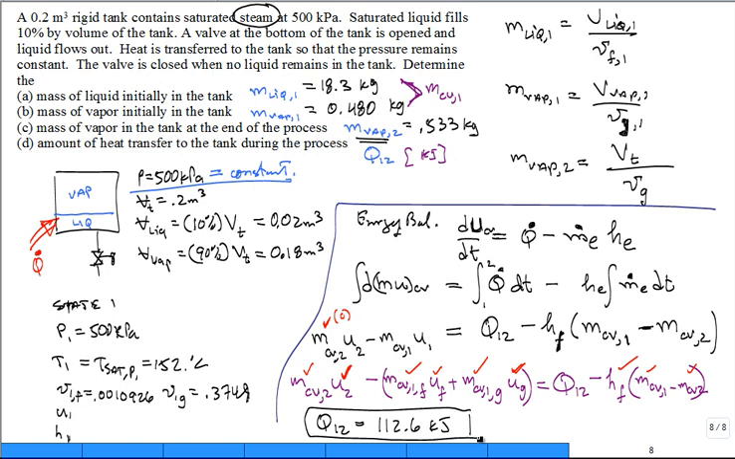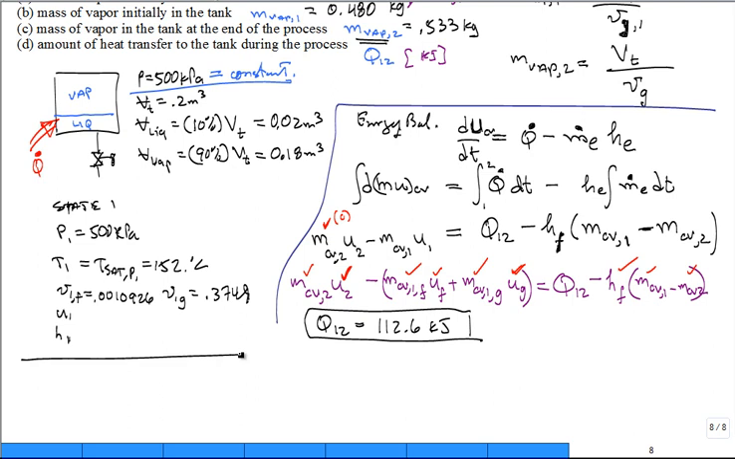Let me ask this question. Somebody says, don't put the valve at the bottom, put the valve at the top now. So I change it up. I have the vapor up here and the liquid at the bottom. And I still want to maintain it at 500 kPa by heating it.